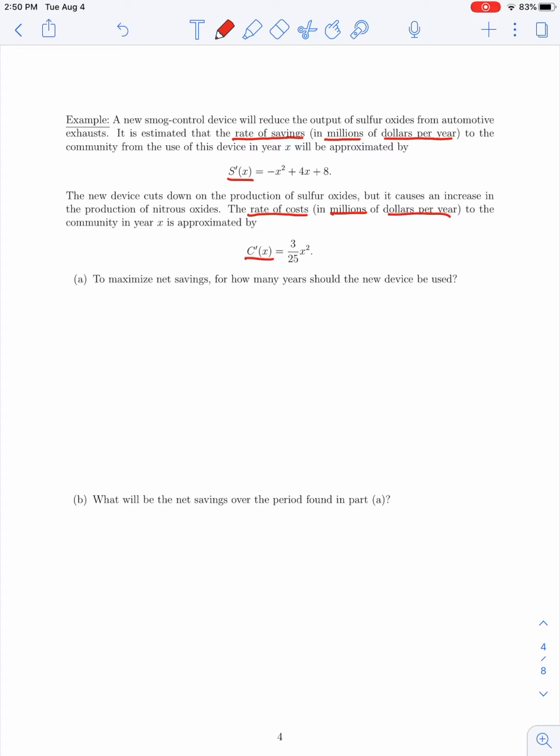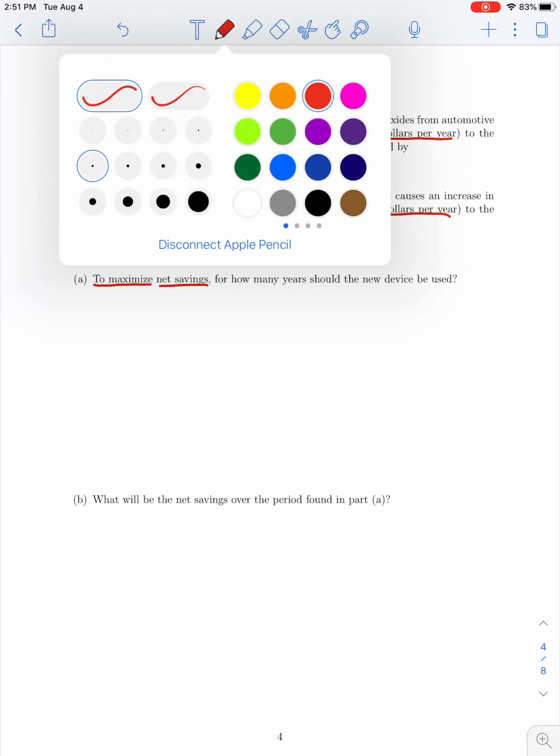So given this information, in part A we are asked: to maximize the net savings, for how many years should the new device be used? So let's consider how we would determine the timeline to maximize our net savings.